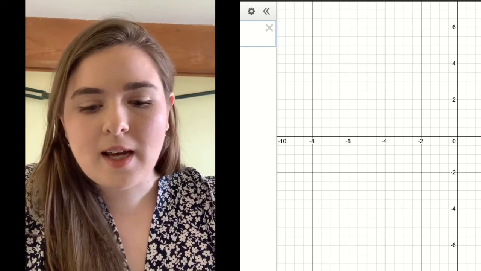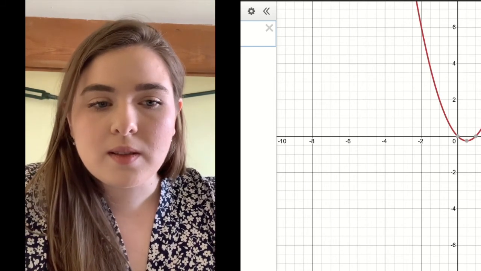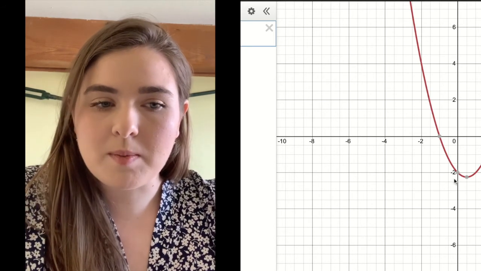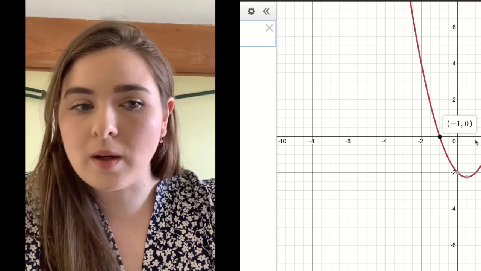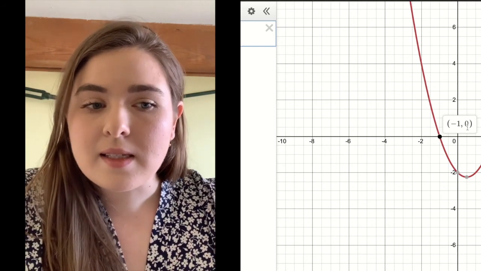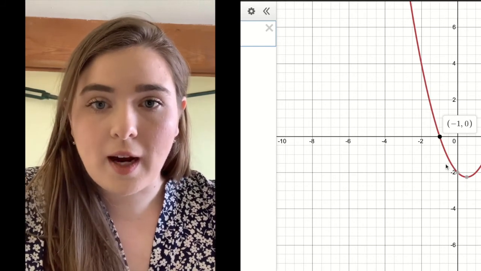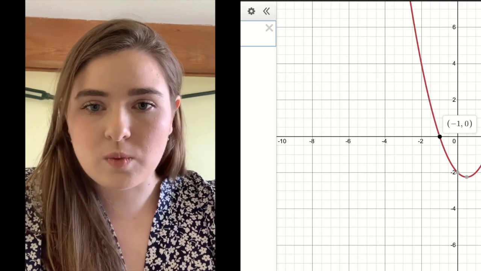So I'm going to go ahead and type in x squared minus x minus 2, and look at that. Our roots are exactly where we expected them to be. We can see this parabola crosses the x-axis at -1, 0 and at 2, 0. So that's just like our original graph, and we were able to create that equation just by using those roots.